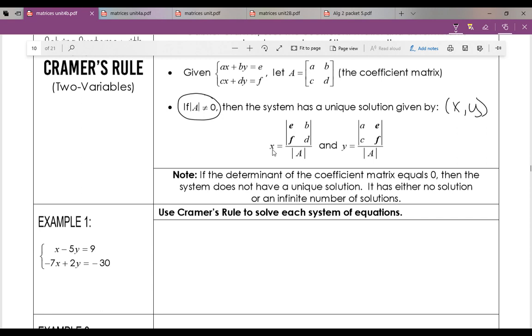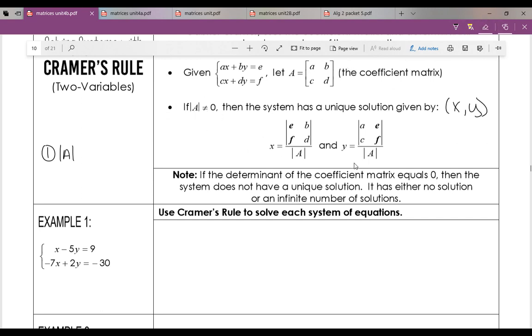Well, how are we going to calculate xy? Well, to calculate the x coordinate, you're going to do this determinant divided by the coefficient matrix determinant. Notice that both x and y have the same denominator, but they have different numerators. Y'all agree? Okay. So first thing we're going to do is find the determinant of the coefficient matrix. All right.